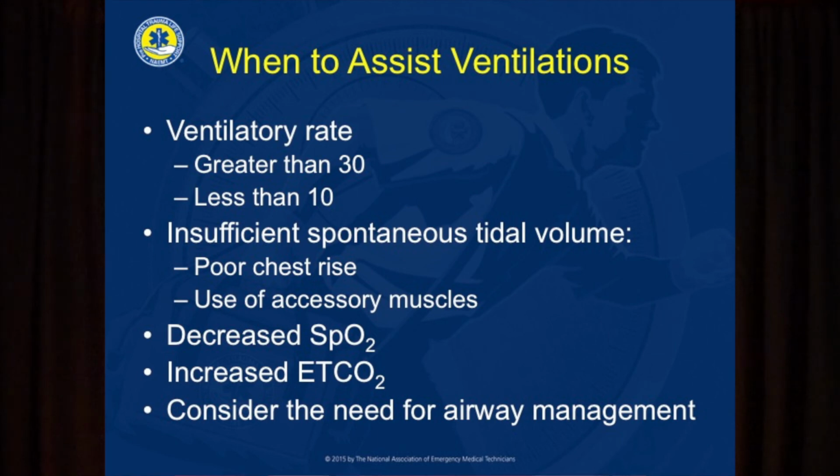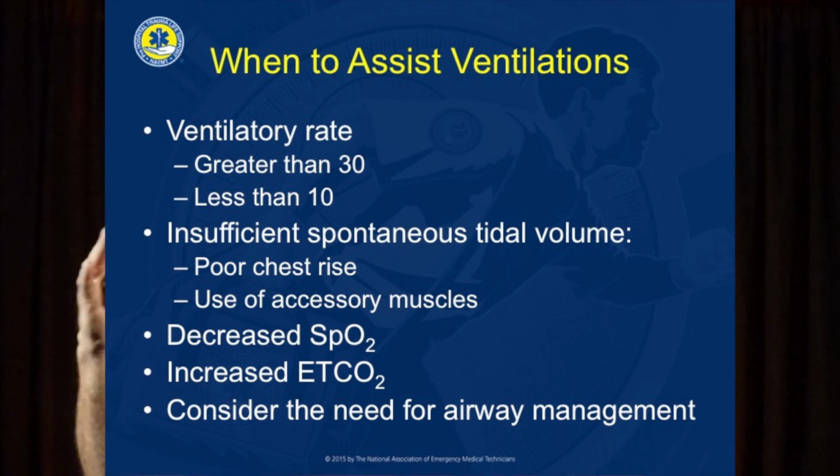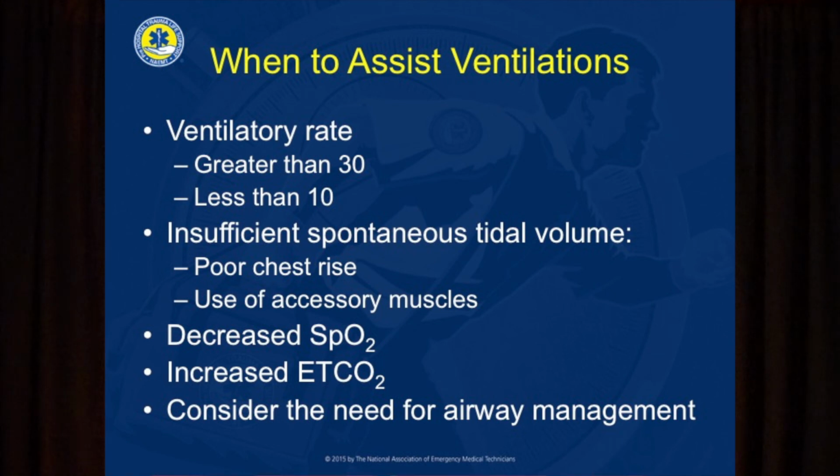Decreased SAT, increased CO2, these are all signs. As ventilation decreases or the effectiveness decreases, we're going to get less oxygen in and more CO2. And remember, carbon dioxide is the byproduct from metabolism. And if we have a lot more CO2 coming out, we are producing a lot more, which means we may be switching to anaerobic metabolism. Again, one of the sides of the triangle of death.